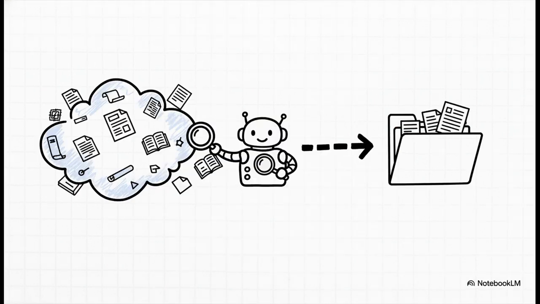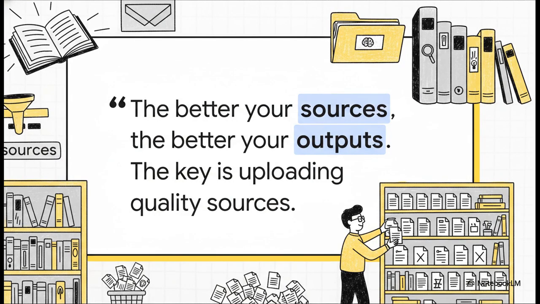But get this, you don't even have to go find all these sources yourself. NotebookLM has this amazing feature called Deep Research. You just give it a topic, and it deploys an autonomous agent to find, evaluate, and import up to 50 high-quality sources for you. This can save you hours of manual work, and honestly, it often finds things you would have totally missed.